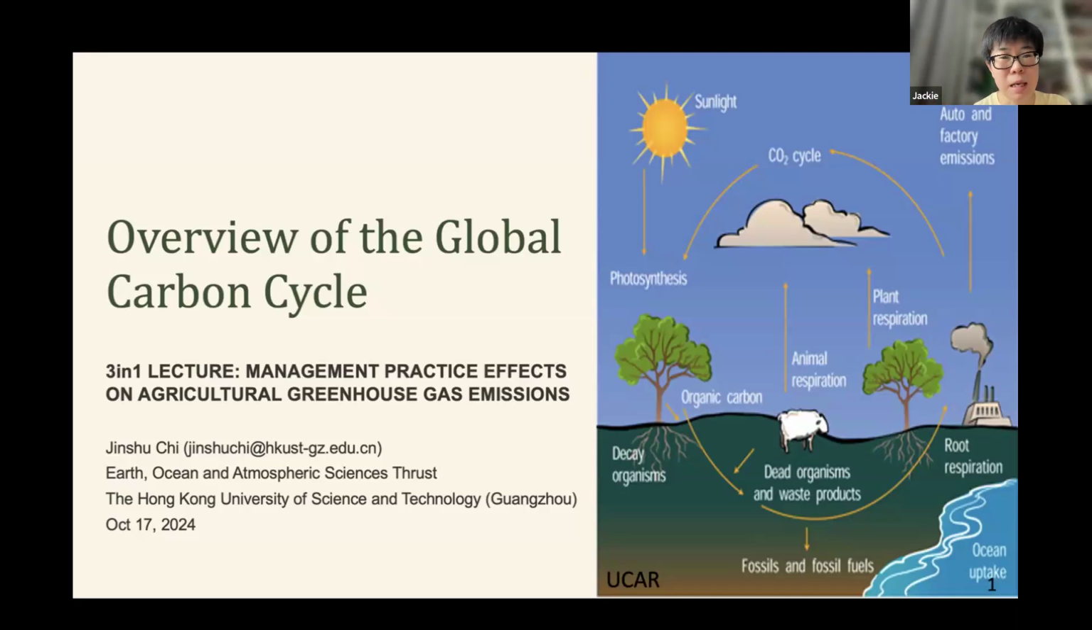So from today, we will talk first of all about the overview of the global carbon cycle, followed by the soil pools and fluxes and the major biogeochemical cycling processes in the soil. And then tomorrow, I will give several specific case studies related to how management practices from agriculture are going to affect the greenhouse gas emissions or carbon budget in several regions of the world. So that's the general arrangement for my two guest lectures.